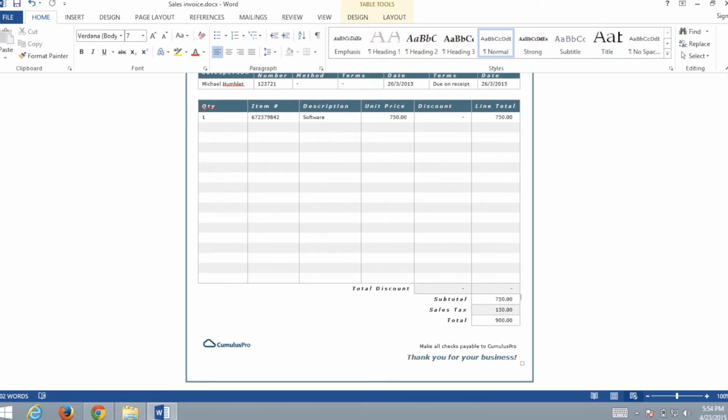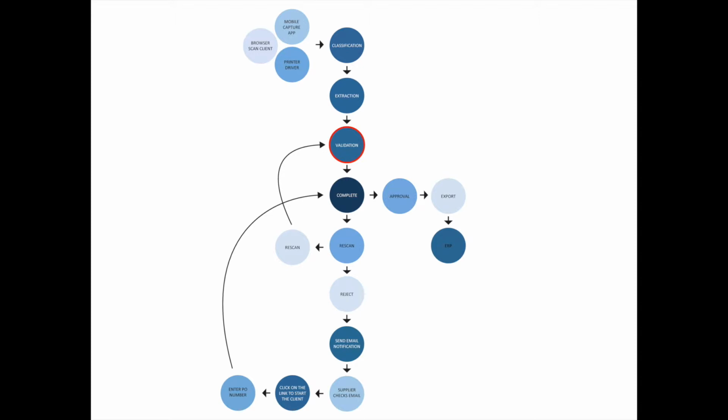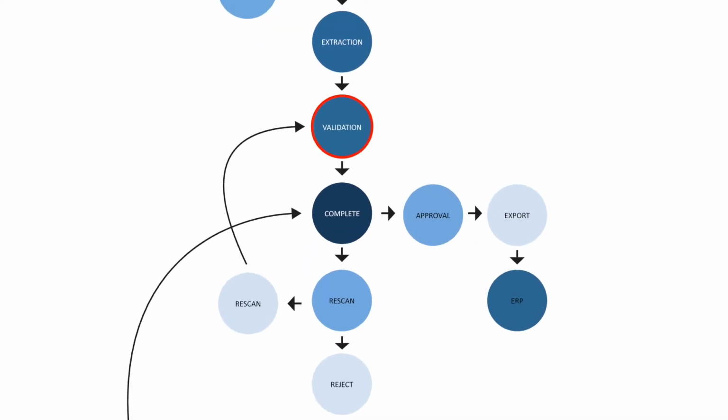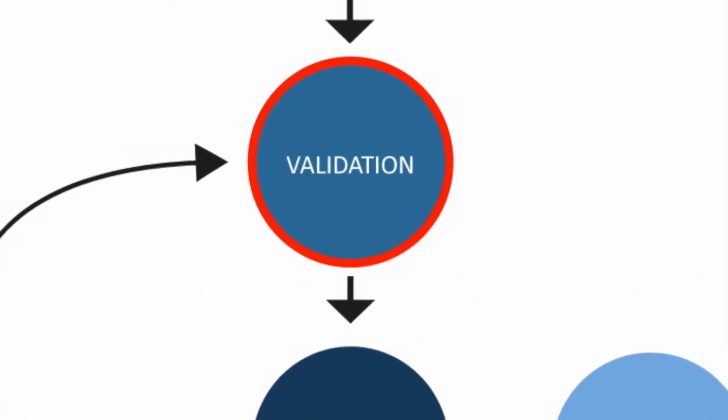So now we have captured the documents in 3 different ways. We have used the browser scan client, the mobile capture, and the printer driver. These documents are now going through a classification and extraction process, and once we have that information, they are ready for validation, where a user can have a look at the documents. Now this is the next step. We have a look at what happens to the documents.